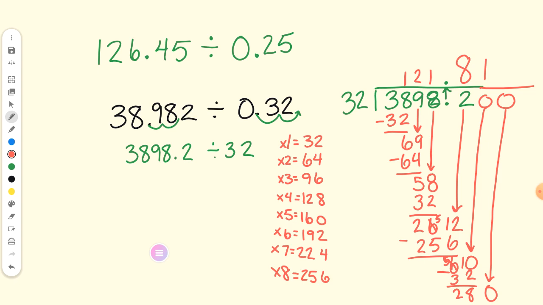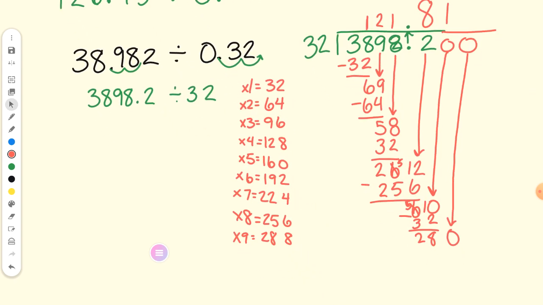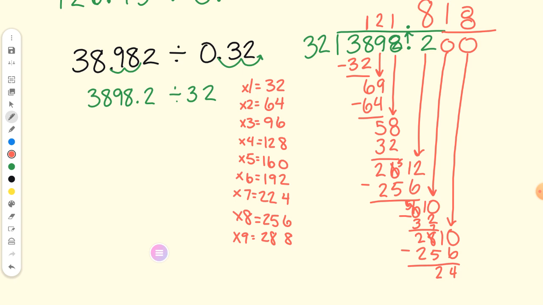Are we high enough yet? No. We do have to go all the way up to 9 on this one. 256 plus 32. So that's an 8. 25 plus 3. So we have to do 8. So 8 is 256. $24 left over.